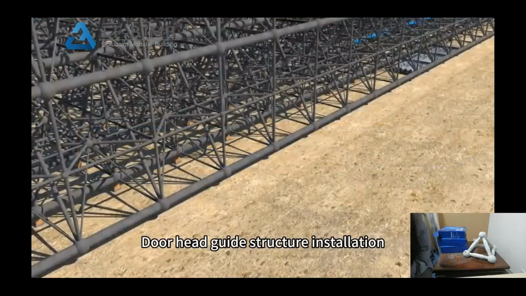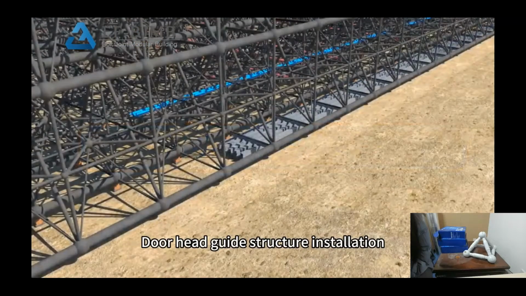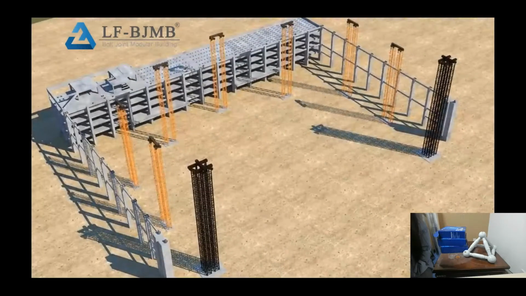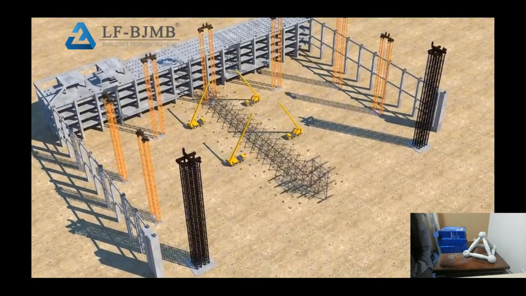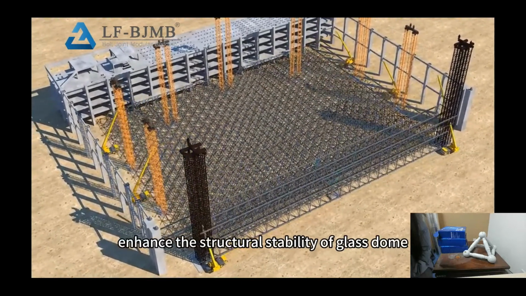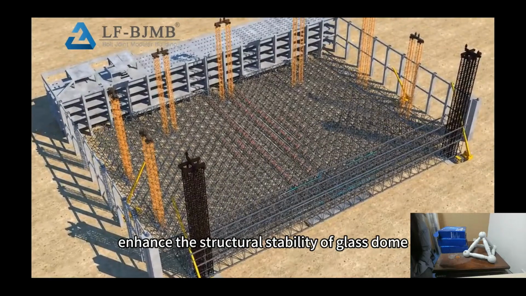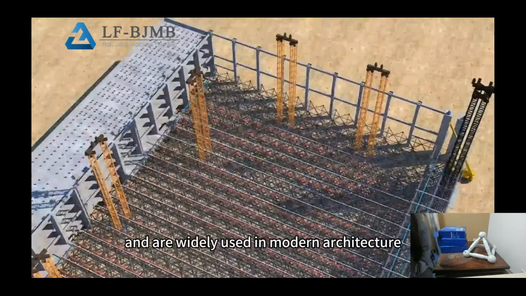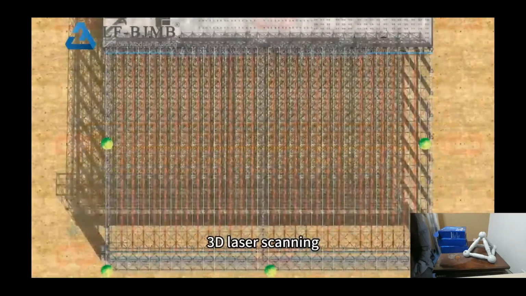Door head guide structure installation. Space frame structures not only enhance the structural stability of glass dome skylights, but also balance aesthetics and functionality, and are widely used in modern architecture. 3D laser scanning.